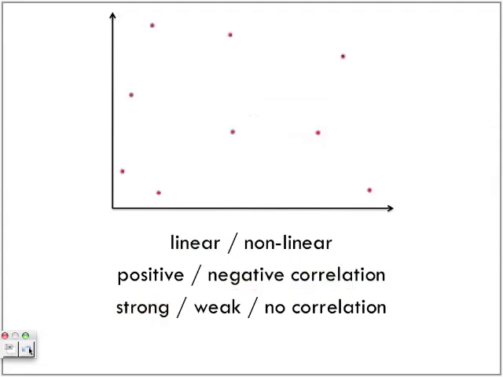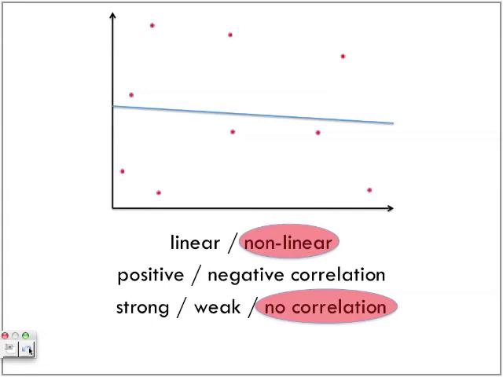Next one. Here's our line of best fit. Is it linear or nonlinear? Nonlinear. Positive, negative correlation? Kind of negative, but more importantly, it's no correlation, none whatsoever. Because look at our line of best fit. Our line of best fit is pretty close to being flattened.